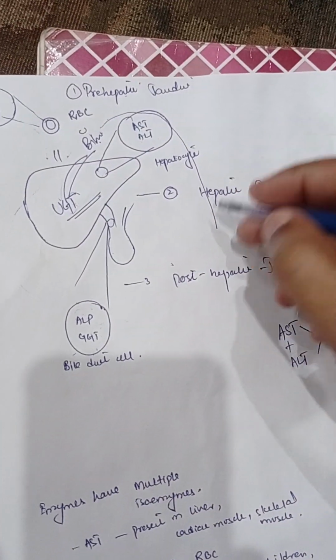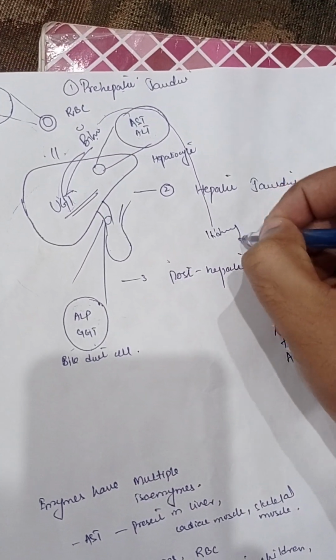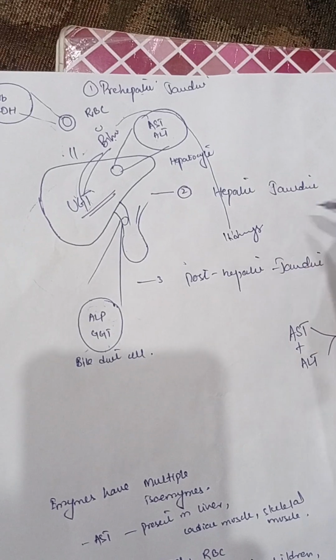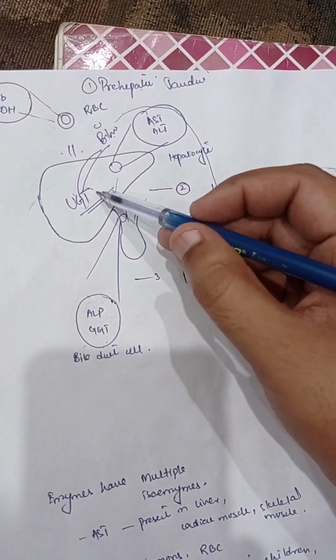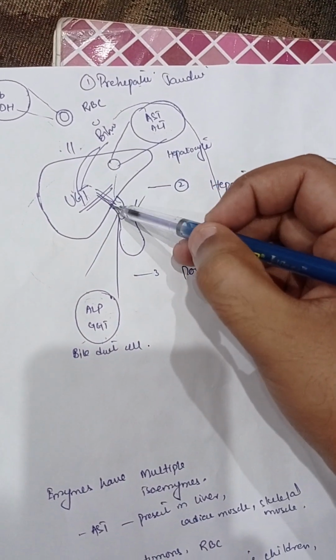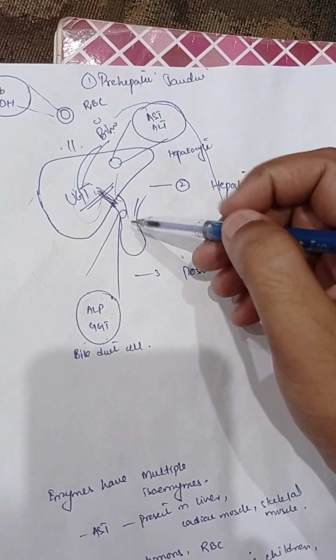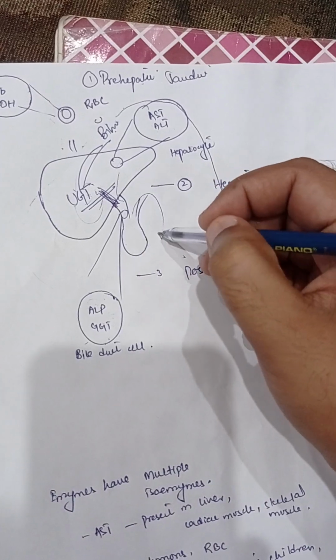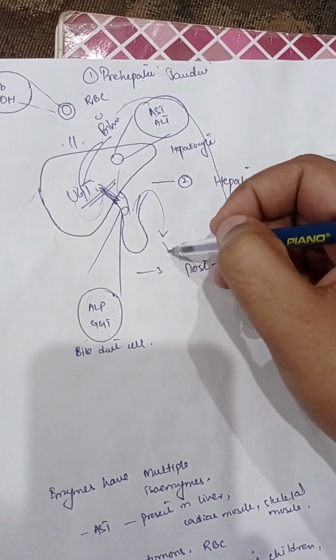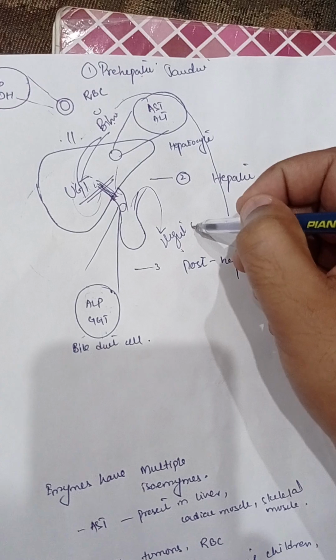So unconjugated bilirubin will be present in the blood, and from the blood, the unconjugated bilirubin will enter into the kidneys, which results in yellow urine. But there is obstruction here. There is no conjugation, so it cannot be excreted into the bile duct, and from the bile duct it cannot enter into the gut, so the fecal matter will be light colored stool.